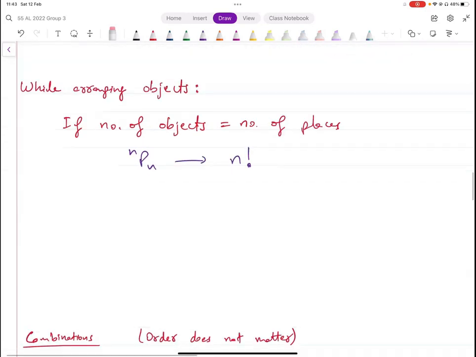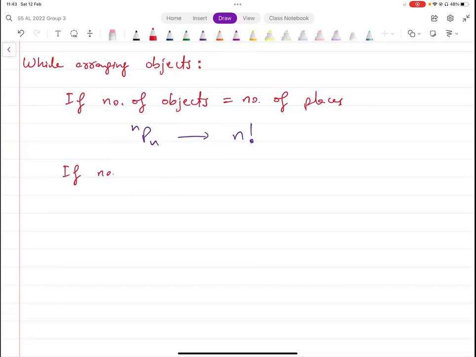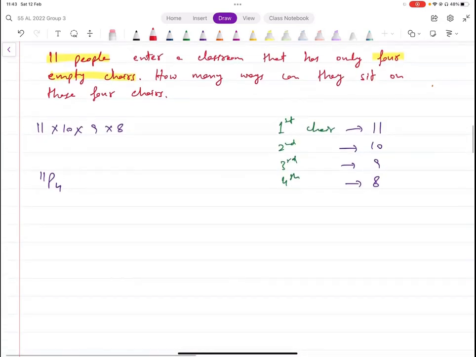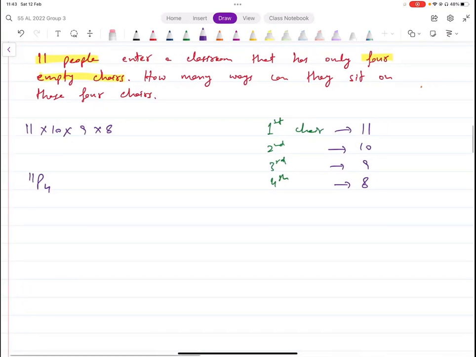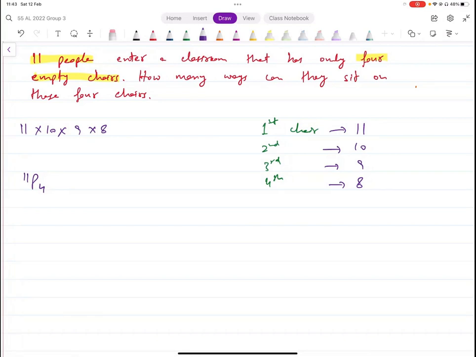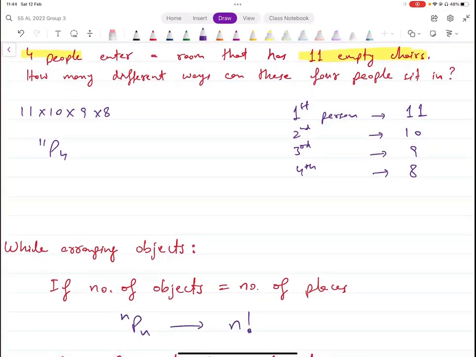Okay. But if they are not equal, if the number of objects is not equal to the number of places, like we had in these examples that we just saw. In one of these examples we had 11 people and 4 chairs, number of objects, if you call people objects. We have 11 people, they enter a room that has 4 chairs, 4 spaces, 4 places. It's different. In this case as well, 4 people enter a room that has 11 empty chairs. Number of objects is different. Number of places that you have is different.